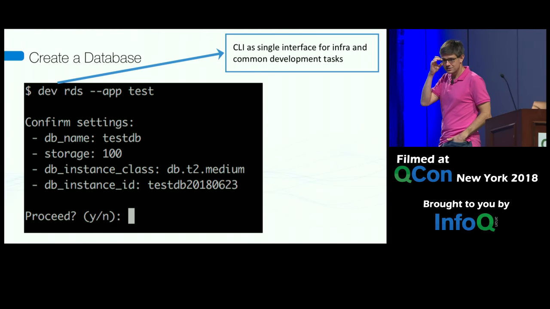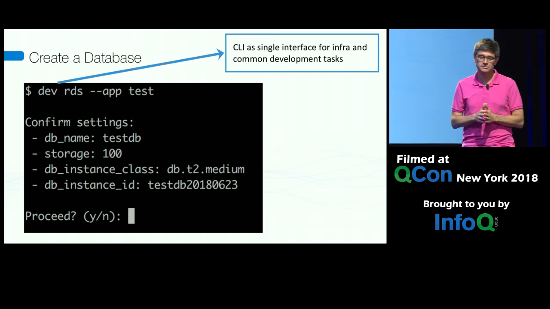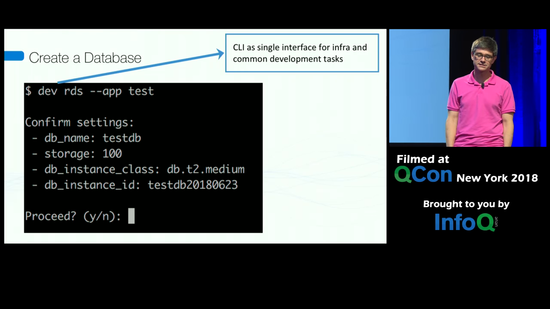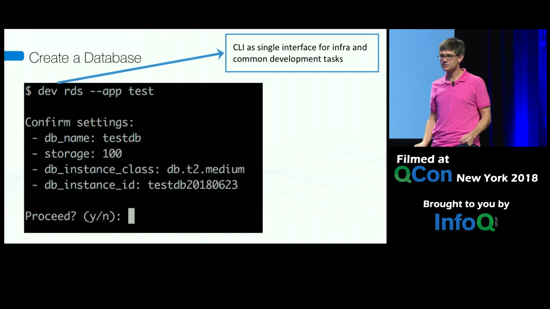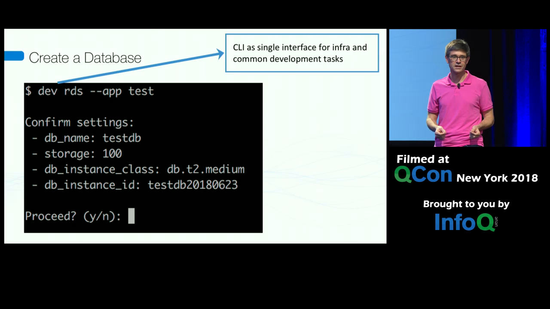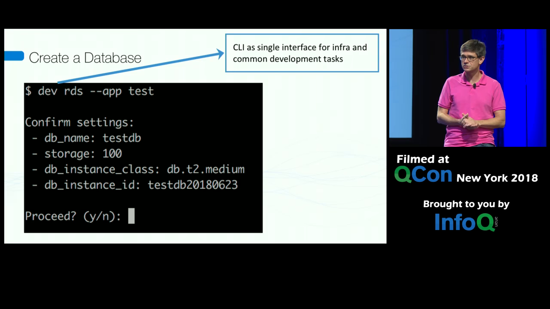How do you create a database? Well, this is how you create a database. dev, RDS, we're running on RDS in Amazon, dash app test, and you get your default settings. It's going to be called testDB. These are our default settings, you can change them if you want. But the important thing here in terms of investment in tooling is we have a single CLI that we call dev, intended for developers. That's what all developers use for all of our common infrastructure and development tasks.